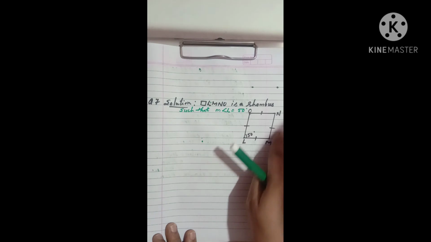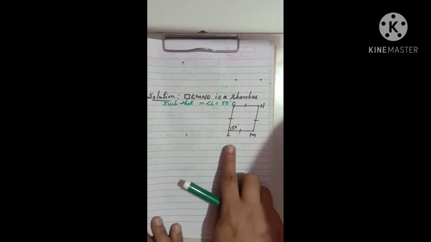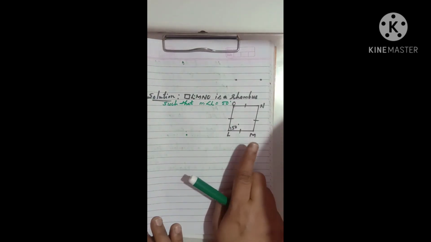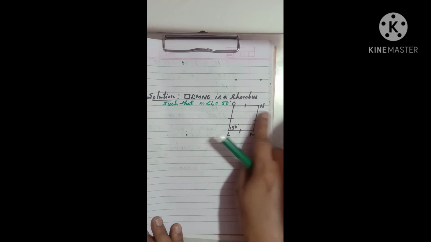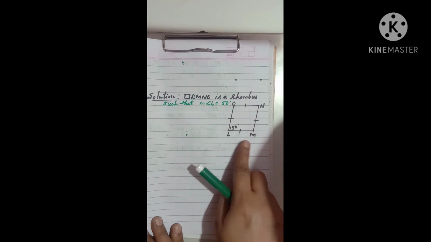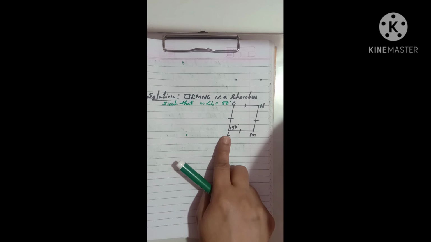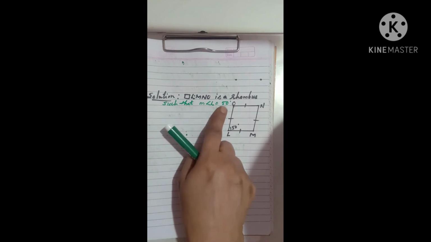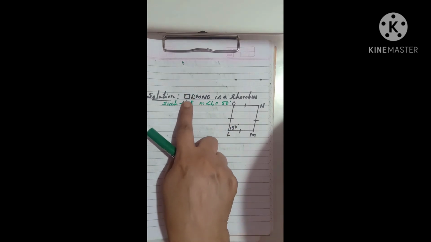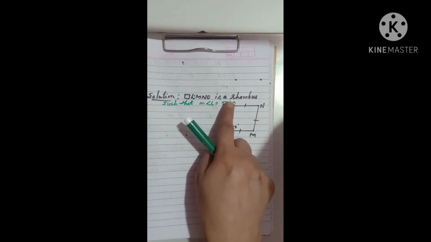Now here solution. Quadrilateral LMNO is a rhombus such that measure angle L is equal to 50 degree. So we have drawn one rough diagram, that is LMNO. All sides of rhombus are equal, and angle L we have taken such that angle L is 50 degree. Now quadrilateral LMNO is a rhombus.